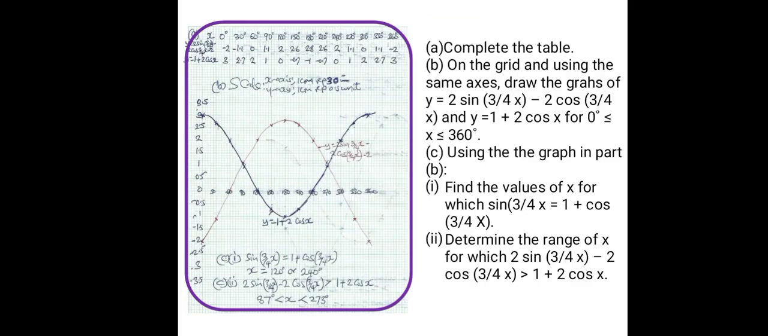Complete the table. On the grid and using the same axis, draw the graphs of y = 2 sin(3/4 x) - 2 cos(3/4 x) and y = 1 + 2 cos x for the range between 0 degrees and 360 degrees. Using the graph in part B, find the values of x when 2 sin(3/4 x) - 2 cos(3/4 x) = 1 + 2 cos x.